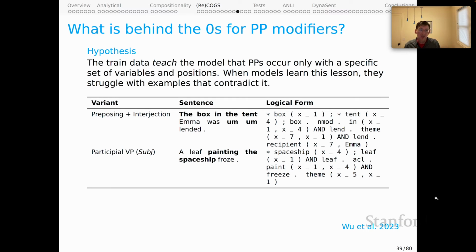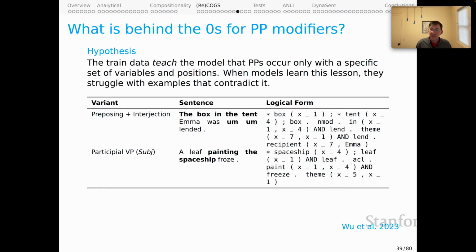To further that argument, what we did is take original COGS sentences and manipulate them in various ways so that PPs would associate with a wider range of linear positions and correspondingly a wider range of variable names. We have various tricks for doing that. For example, we can pre-pose object noun phrases to get sentences like, the box in the tent Emma was lent. Topicalization is a pretty routine operation on English objects, and here we have simply implemented that.